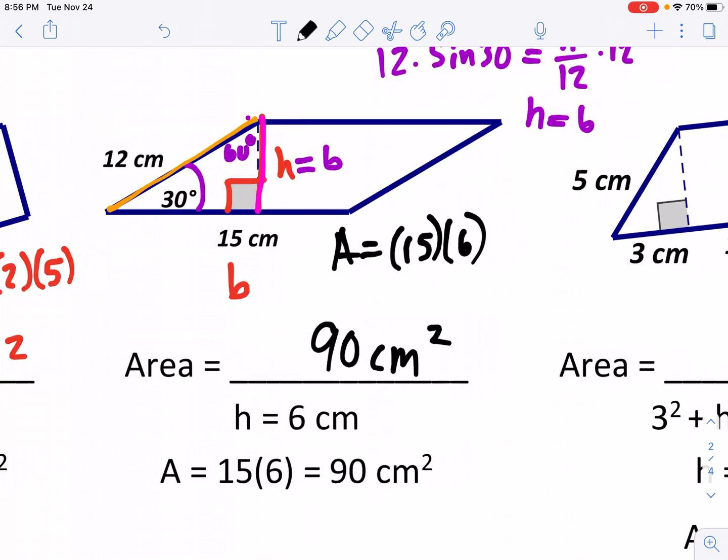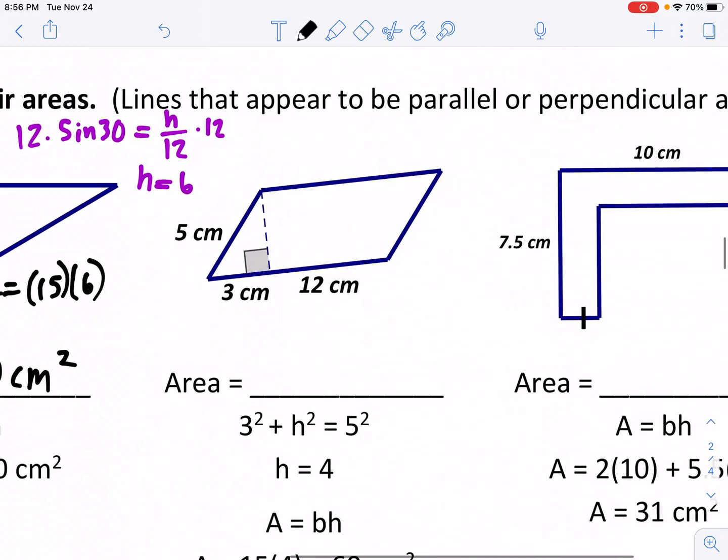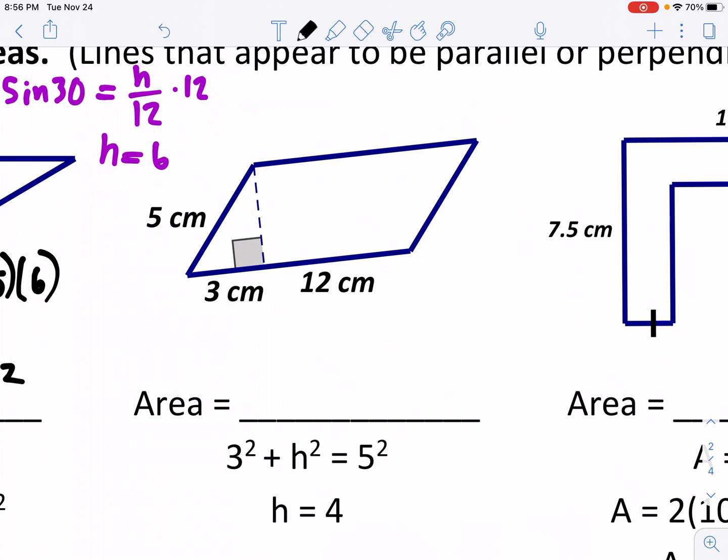Okay? Then in our last couple of examples here, we have this parallelogram. Notice, again, we have a parallelogram, and don't be confused, this piece is 3, and this piece right here is 12, okay? So that means the entire base is what? What's the entire base? 15. So our entire base is 15 centimeters. We need to find the height.